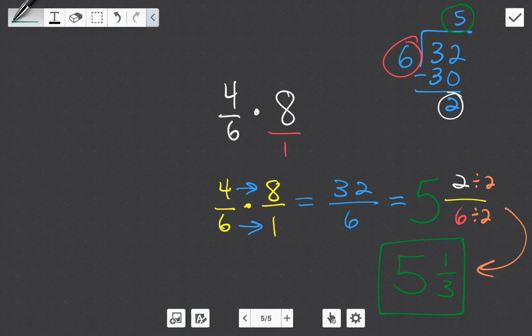All right, boys and girls, that was multiplying fractions and multiplying fractions by a whole number.